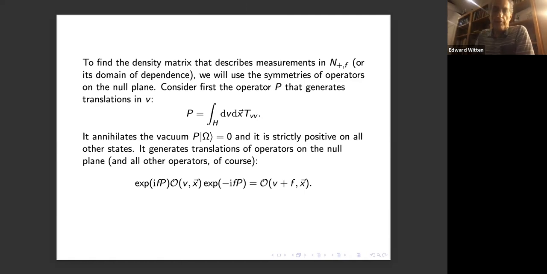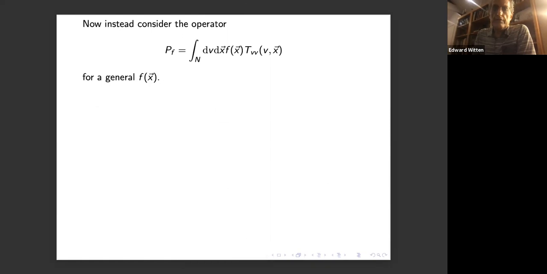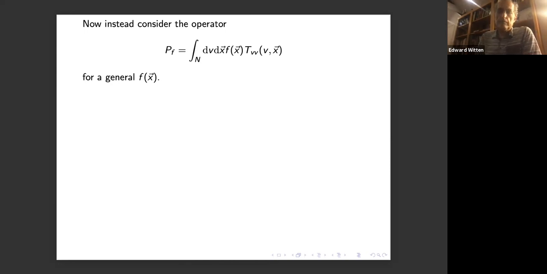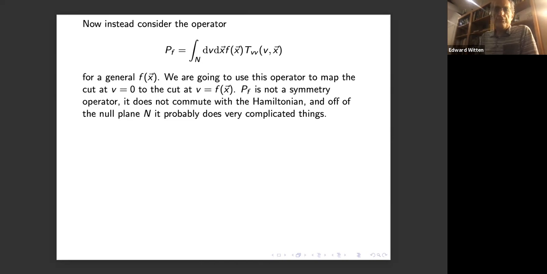It generates translations of operators on the null plane, of course, of all other operators too. So in particular, if you conjugate an operator by e to the ifp with constant f, that'll shift v by the constant f. Now, instead of a shift by constant f, take the operator p sub f, which is defined the same way, but with a non-constant function f that only depends on the normal coordinates. We're going to use this operator to map the cut at v equals 0 to the wiggly cut. p sub f is not a symmetry operator, it doesn't commute with the Hamiltonian, and off of the null plane, it probably does very complicated things. But on the null plane, it's simple.